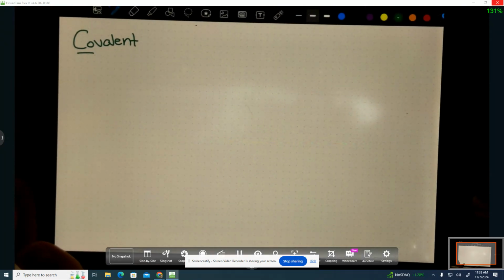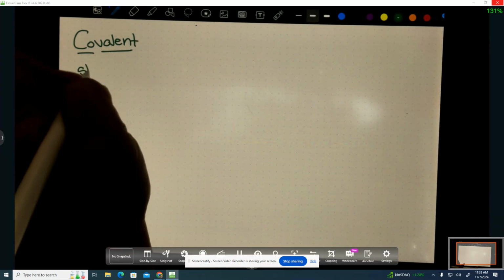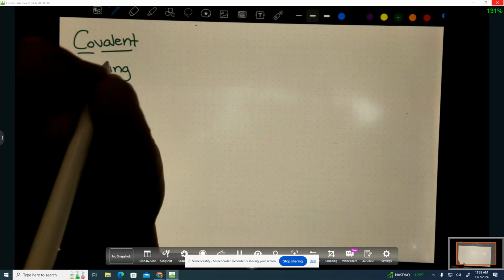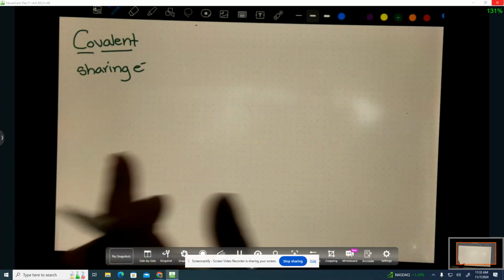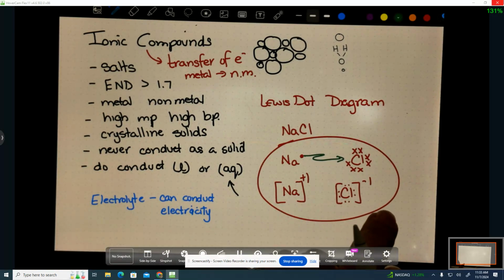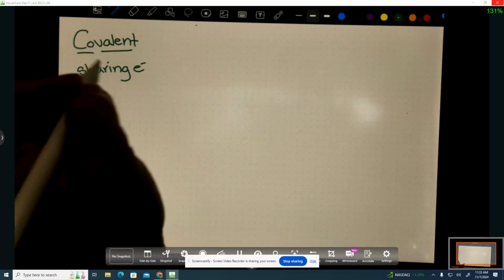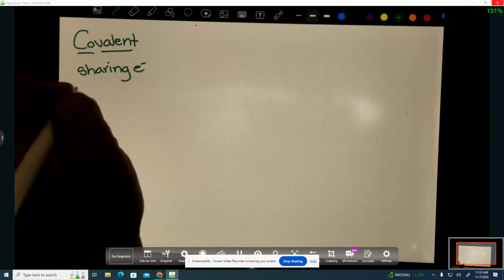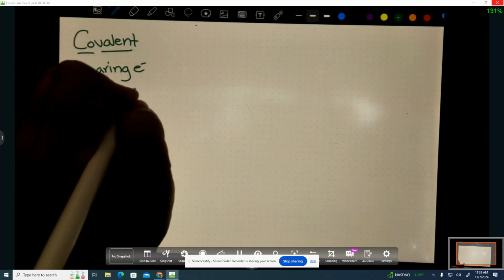Covalent. What color do you want? Covalent sounds like it's green. Okay. Co means like cooperation, sharing, with, together. Valent is the valence electrons. So we are going to be sharing electrons. Whereas the ionic was transferring the electrons from the metal to the nonmetal, covalent is going to be sharing electrons between two nonmetals.